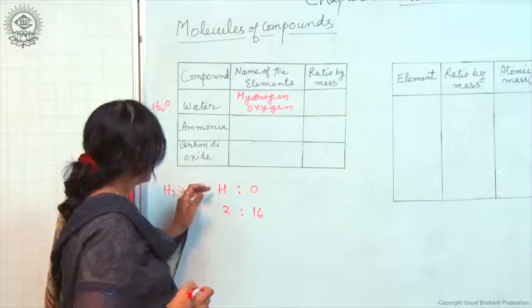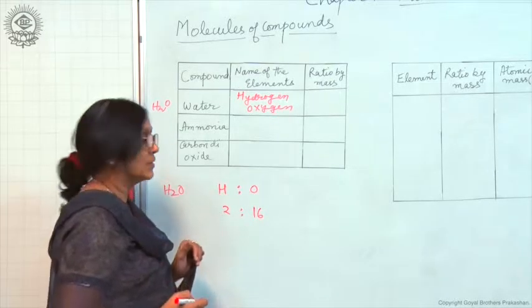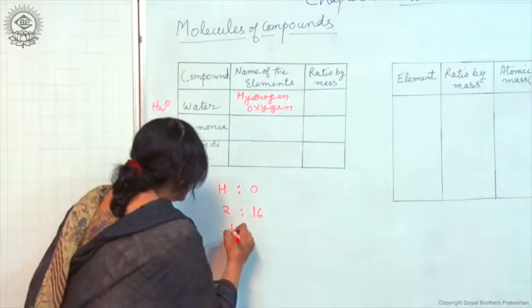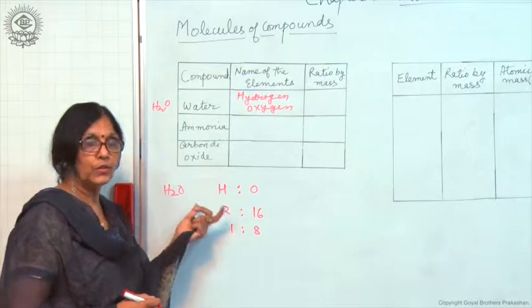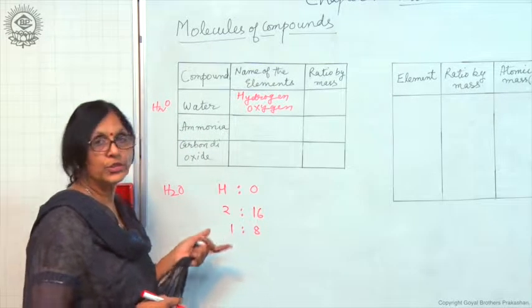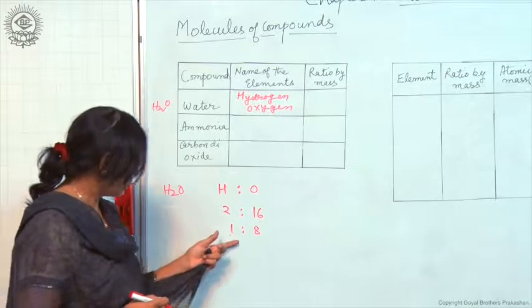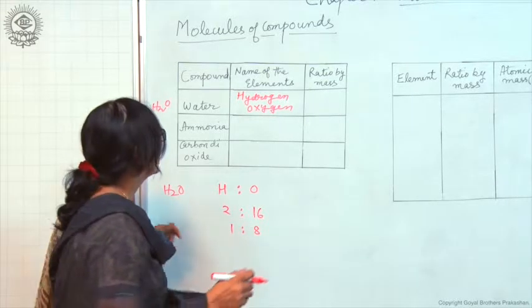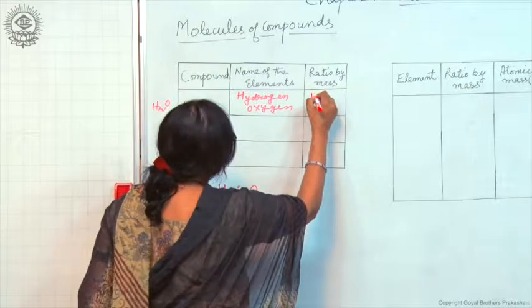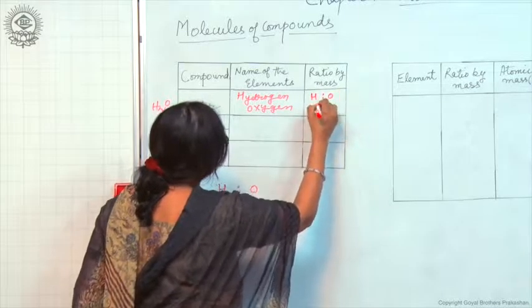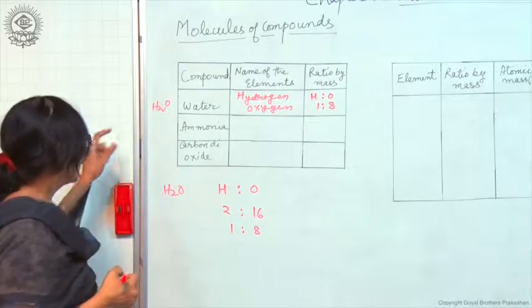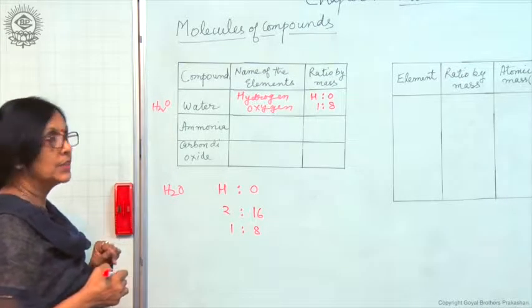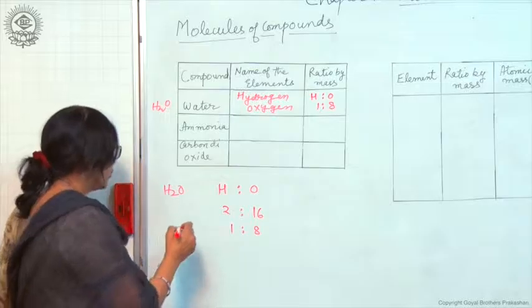So what is the ratio of hydrogen to oxygen? It is 1:8. So a water molecule is always formed by the combination of hydrogen and oxygen in the ratio of 1:8 by mass. So the ratio of hydrogen to oxygen is 1:8. Now let us find out the ratio by mass in the case of the ammonia molecule.